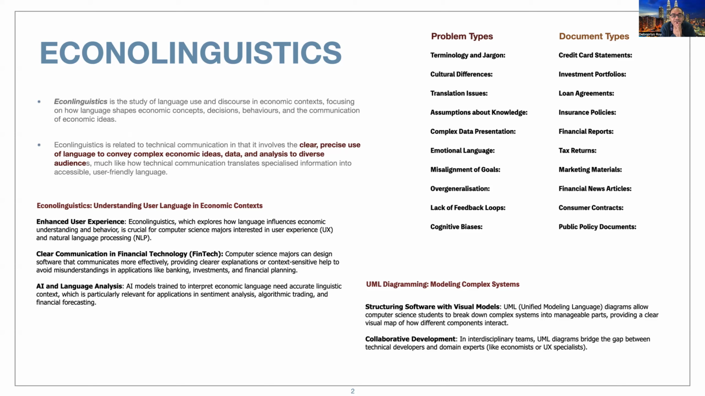So basically, the question is, how is it interesting for computer science majors? Econ linguistics apparently looks like a field of economics. So why should computer science majors study something in economics?